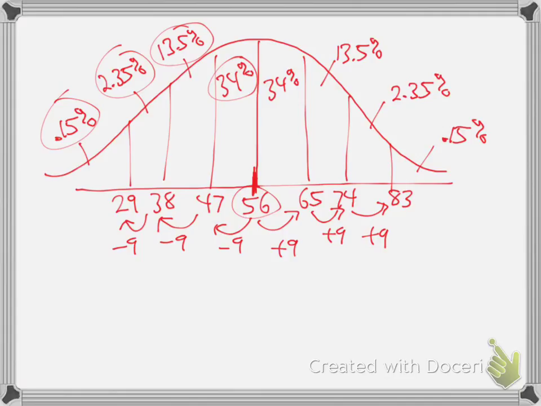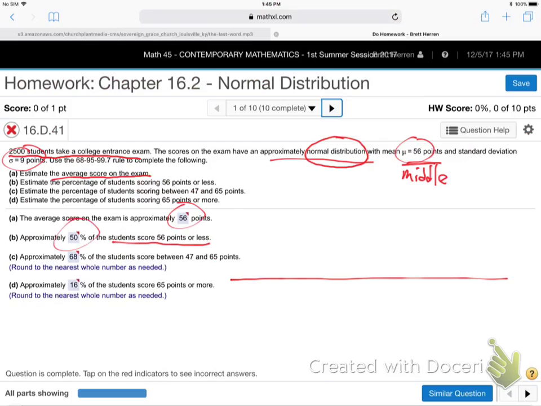So they asked, what percentage of students got 56 or less? Less always means to the left, more means to the right, huh? So 56 or less, 50% of the students. So that's that question. Next question. Approximately what percentage of the students got between 47 and 65.